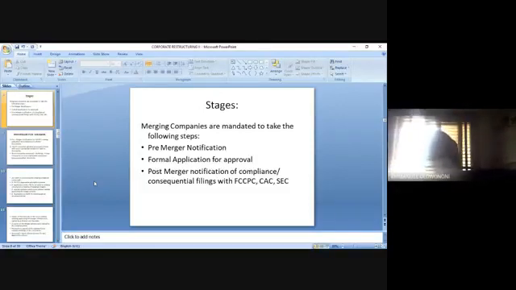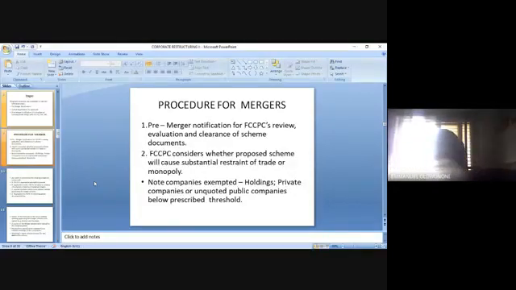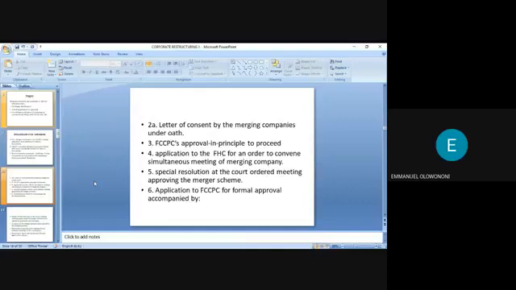Okay. All right. So, the procedure for merger now. We have said that the procedure for merger commences with notification for FCCPC review, evaluation, and clearance of the scheme documents. FCCPC will consider whether the proposed scheme will cause substantial restraint of trade or a monopoly. Because you see, the merger must not result in a restraint of trade and monopoly that will kill off competition totally in the market. It is preferred that the market is competitive and everybody is coming in to participate. But when a merger scheme will result in a monopoly, then it may not be allowed.